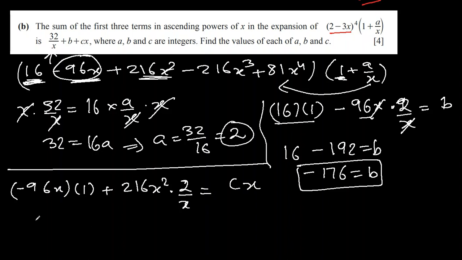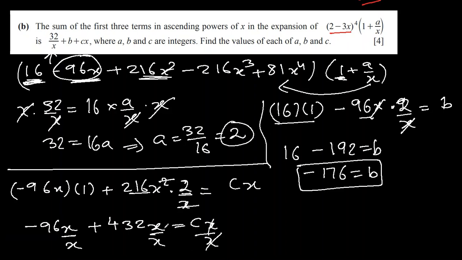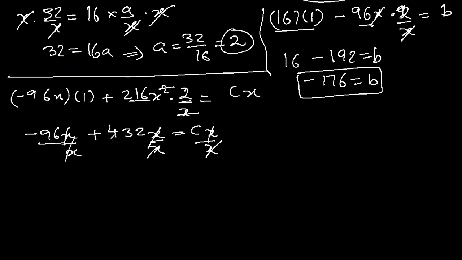And now we can see that it is minus 96x. This square cancels with this x, so 216 times 2 positive will be 432x equal to cx. And now we can divide all of them by x so that we get rid of x's. So now what do we get? We get minus 96 plus 432 will be 336 equal to c. We got our c also.